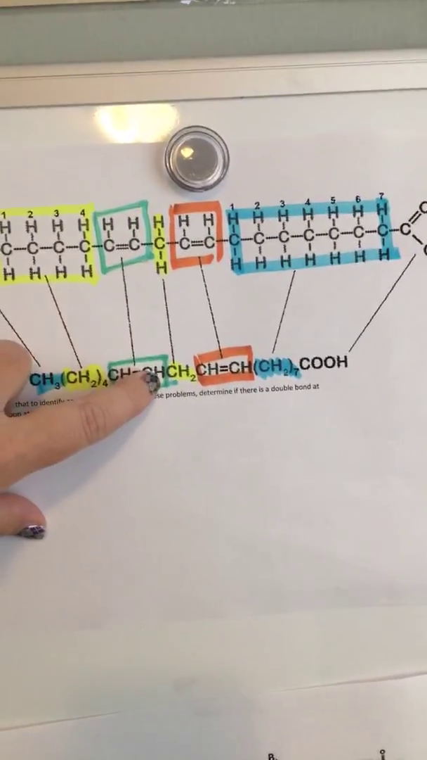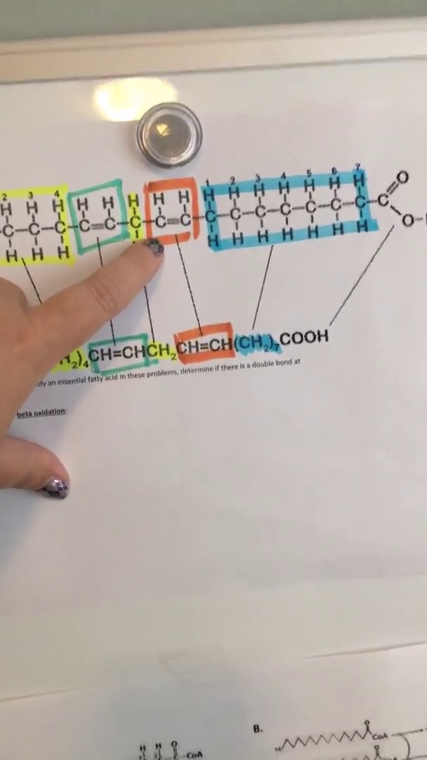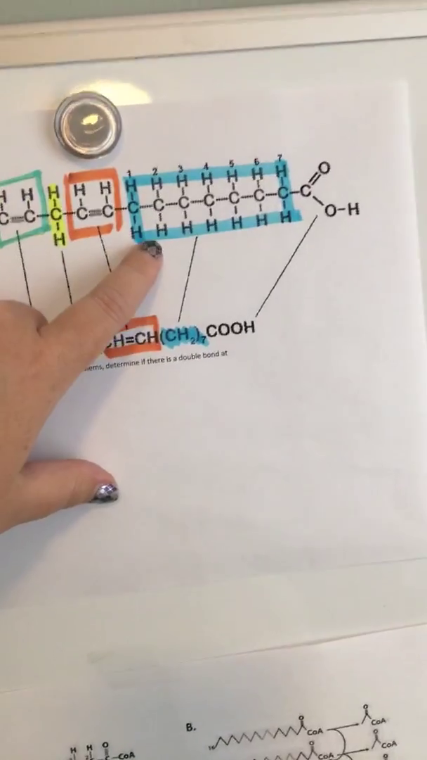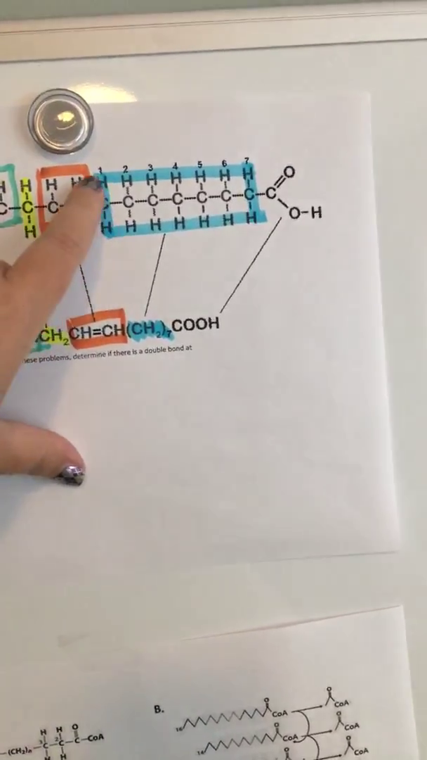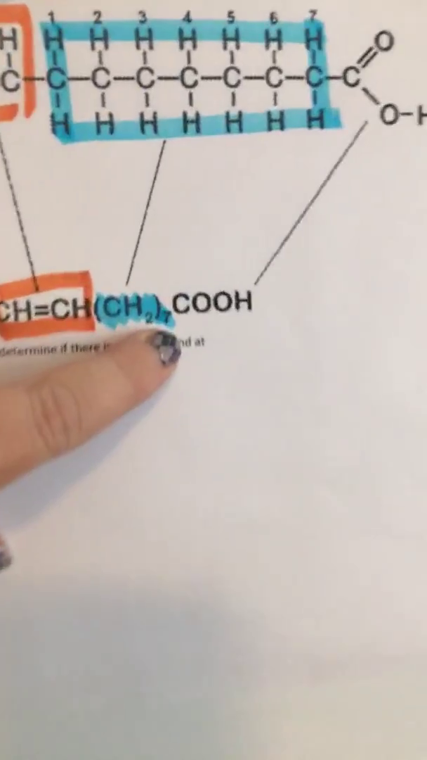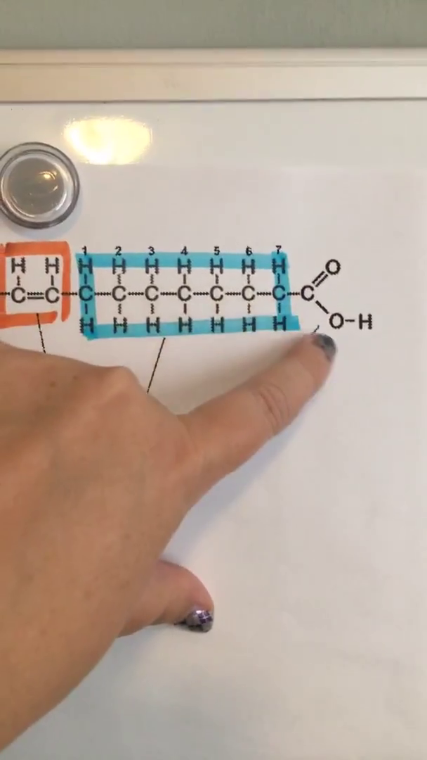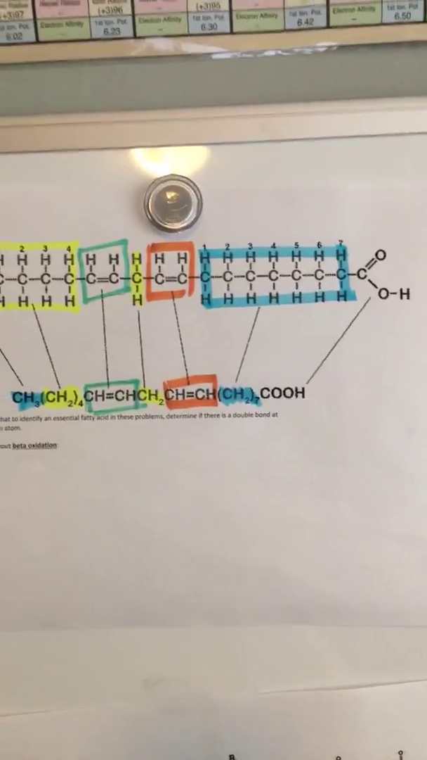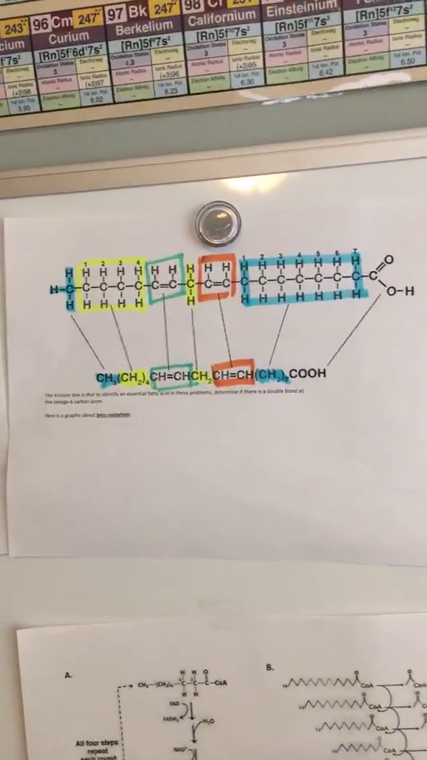Then you have your CH2 that goes there. Then you have CH, double bond CH, again, right there. And then again, you have this CH2 repeated 7 times. Then you have your COOH, your carboxyl group. Okay, so that's how we're going to be doing those.